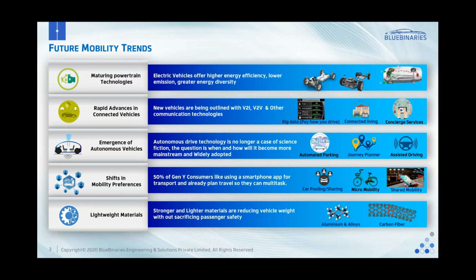What takes the mobility forward is, in a nutshell, I categorized this into 5 areas. One is the maturing powertrain technologies, starting with the immediate electrification of the vehicles. Of course, offering higher energy efficiency than what it is today, lowering the emissions to an extent, and also providing diversity to the energy that is available.